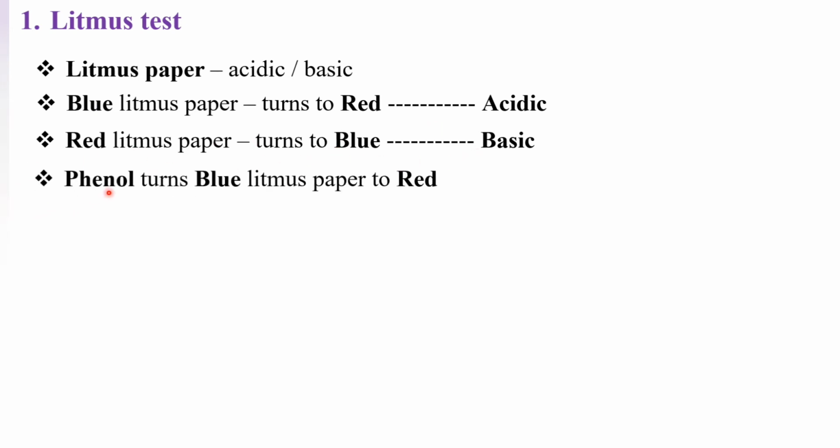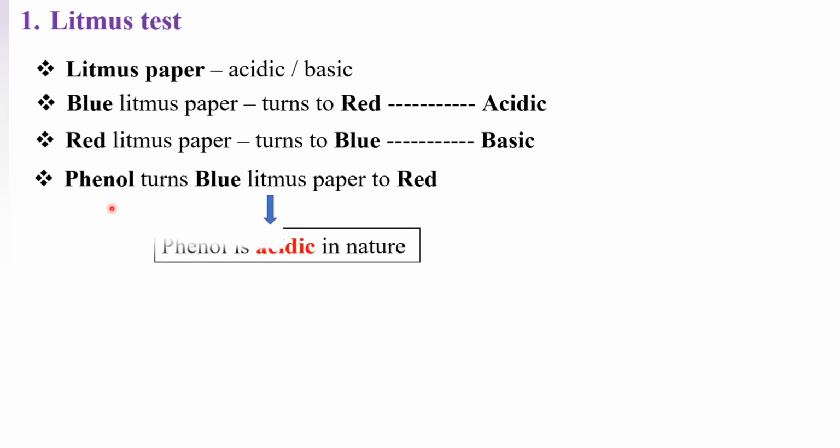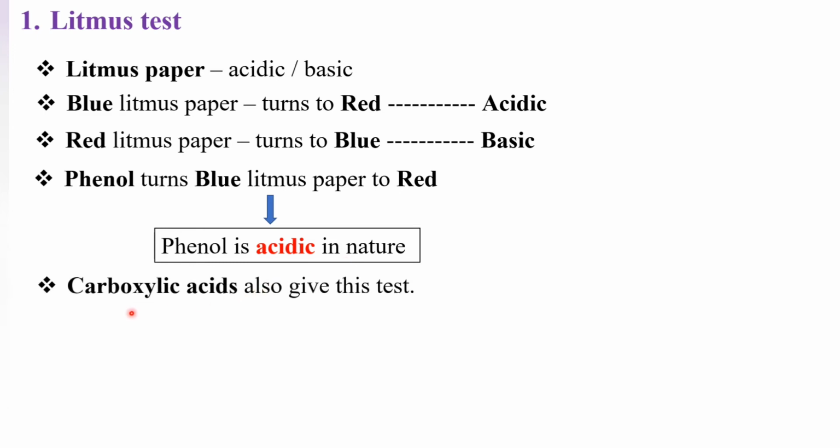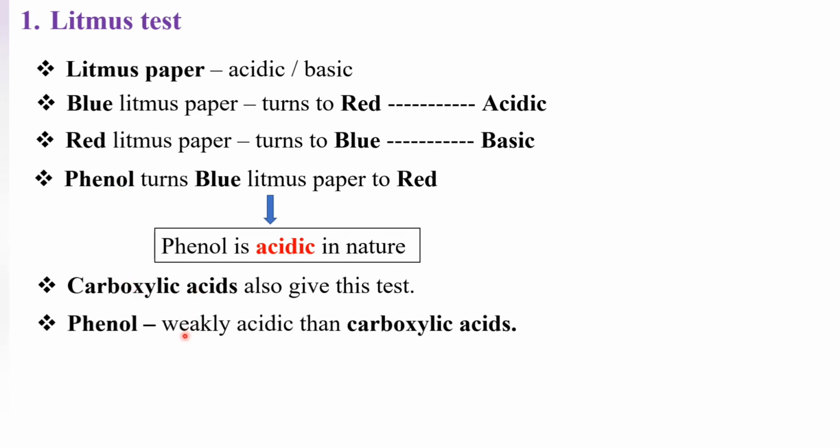Now here we have taken phenol, and we are dipping blue litmus paper in the phenol. While dipping, it turns red. Already we know blue to red means acidic. So that indicates that phenol is acidic in nature. And already we know carboxylic acid is also acidic in nature. Now we are comparing the acidity of phenol with carboxylic acid. So what are we finding out? Phenol is weaker in acidity than carboxylic acid.